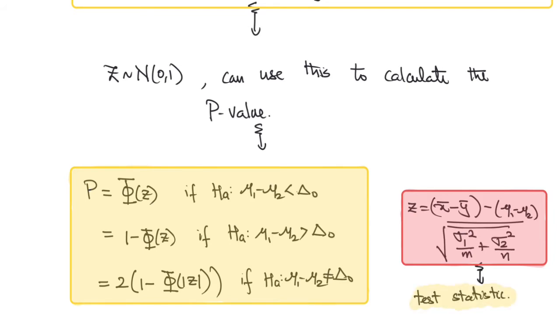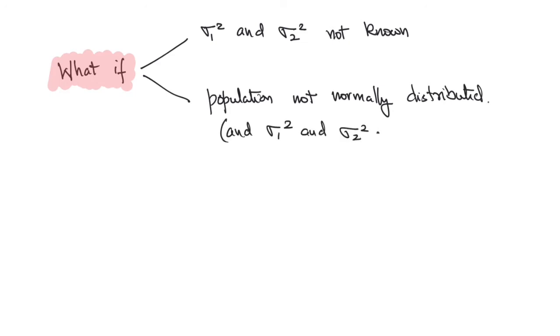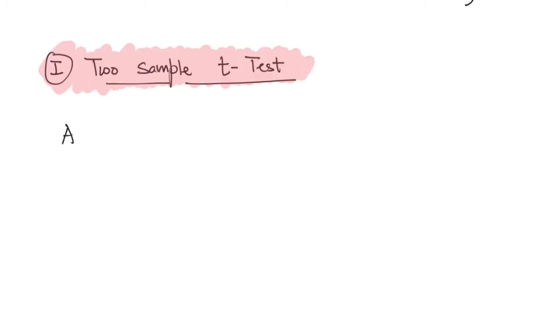We would now want to relax some of the conditions here. So what if we did not know what the population variances were, or what if the population was not normally distributed and the population variances sigma 1 squared and sigma 2 squared were also not known? We have two settings here, the first one being the two-sample t-test.